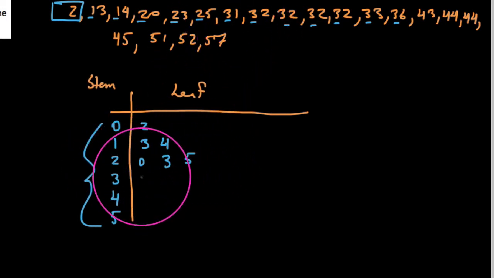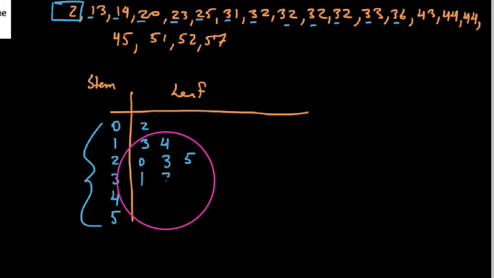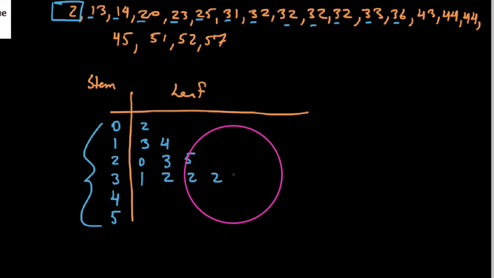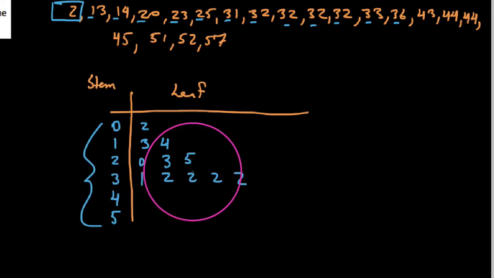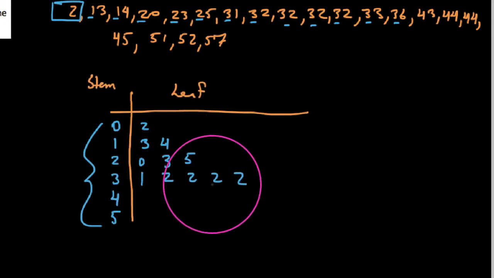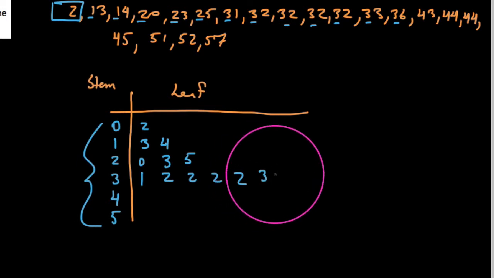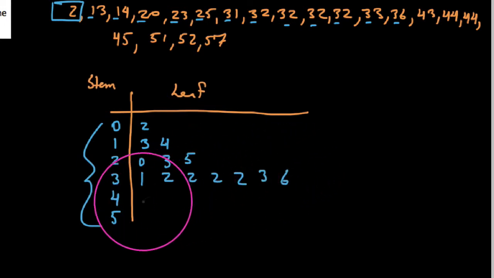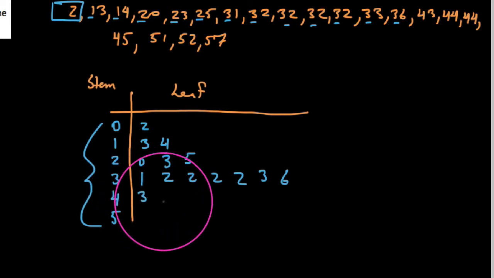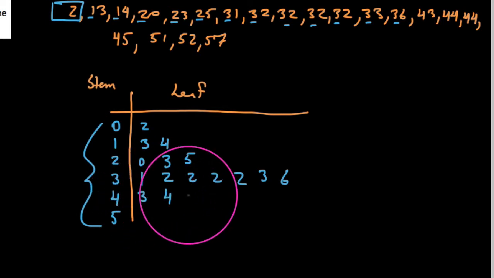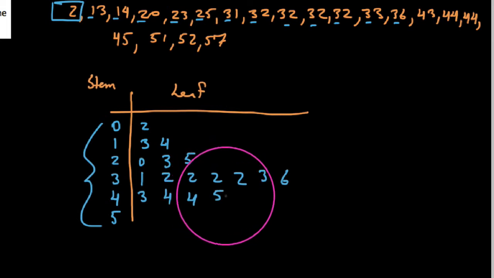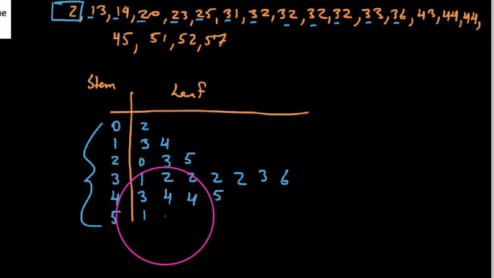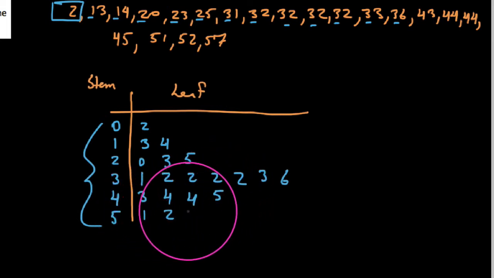We say 30, we got 31. 1, 2, 3, 4 30s 2, so we say 2, 2, 2, and 2. You notice that I'm lining these up here. That's an appropriate thing to do. We also had a 33, so a 3, and a 36, so 36. And we say 43, so I'll put a 4 and a 3. And we have 2 40s 4, so we say 44, 44, 45, and then 51, 52, and 57.